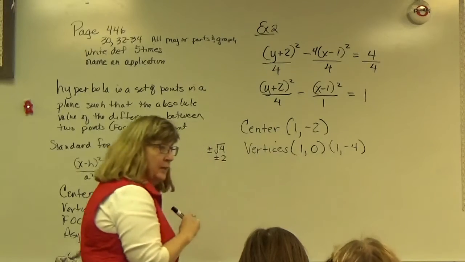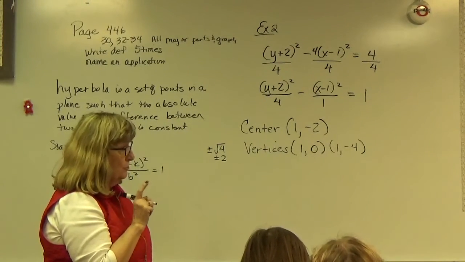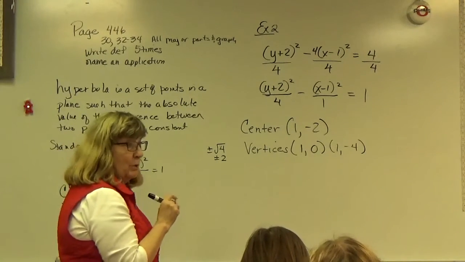Now, isn't that different from the ellipse? Didn't you have a major and a minor axis? But didn't it go by which one was larger? See, this one's totally different. Hyperbola is what comes first.